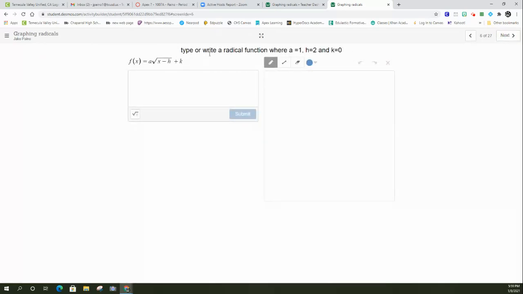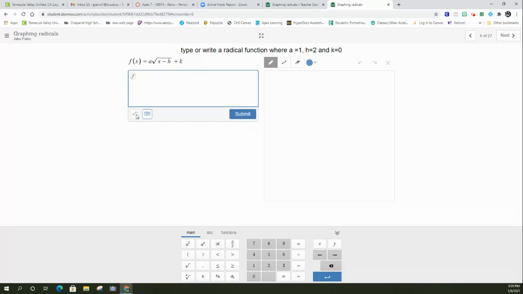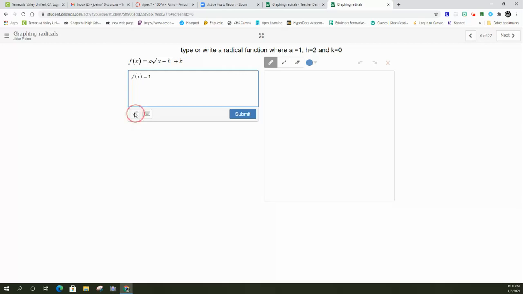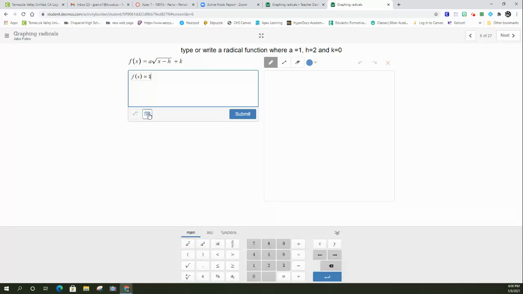All right, so now we just want to practice typing a radical function in. You could type it or you could handwrite it. So we want to plug in all of these values here. So we have f of x equals, and here a is 1, so I don't need to type that. I mean, I can. I'm just going to show you everything, but then I'll show you the best way to do it. Then the square root symbol, x minus h, so h is 2, so x minus 2, and k is 0, so plus 0.